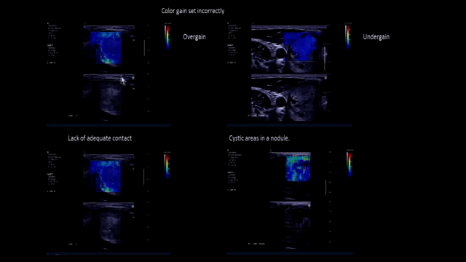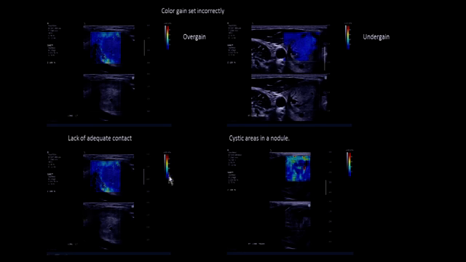This is an example of color gain being set incorrectly when you have overgain, and you can see these reddish areas distributed through the lesion. Those are artifacts because of overgain and the color being set too high. Similarly, on undergain, you'll have areas that do not show any color, and in this case, increasing the color gain on elastography would be helpful.